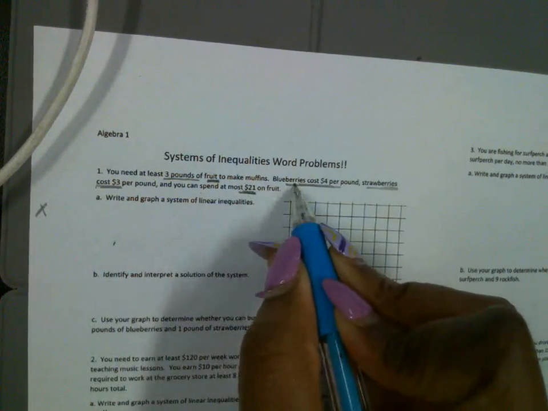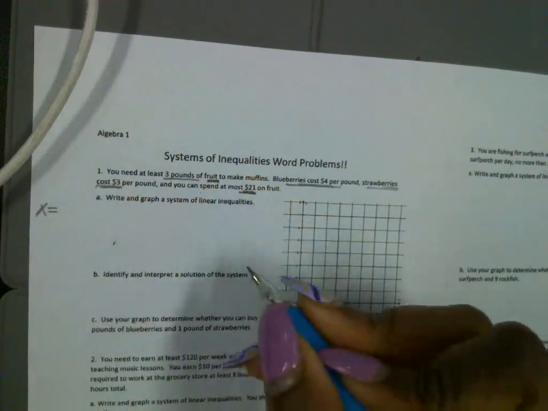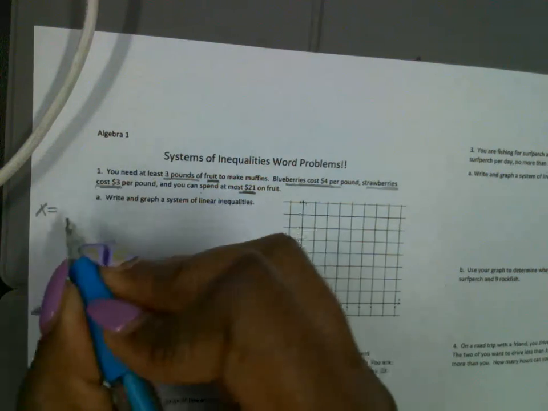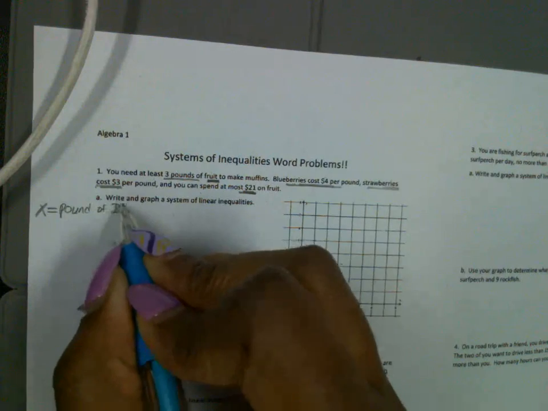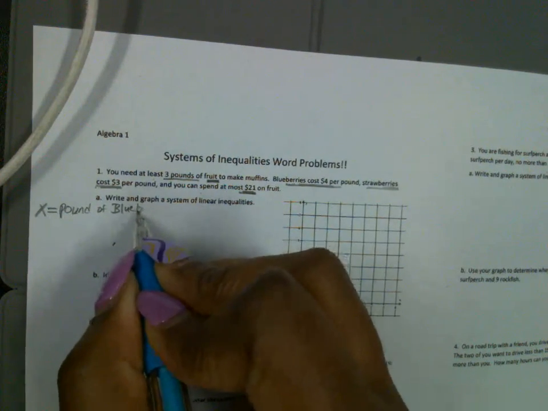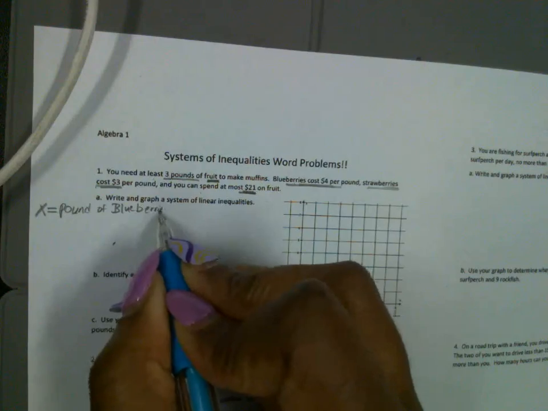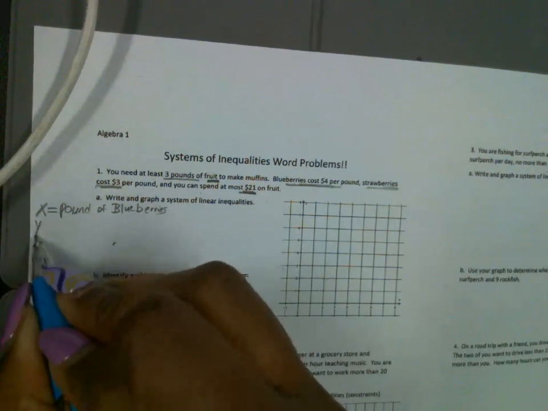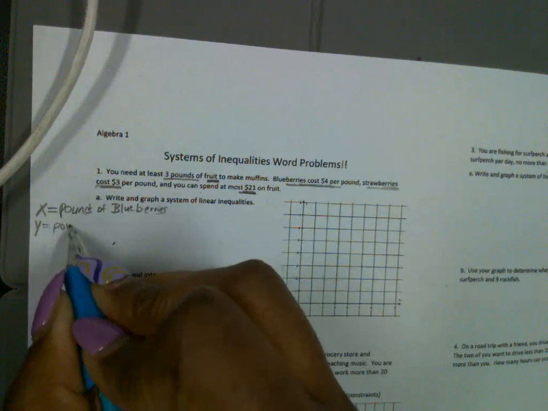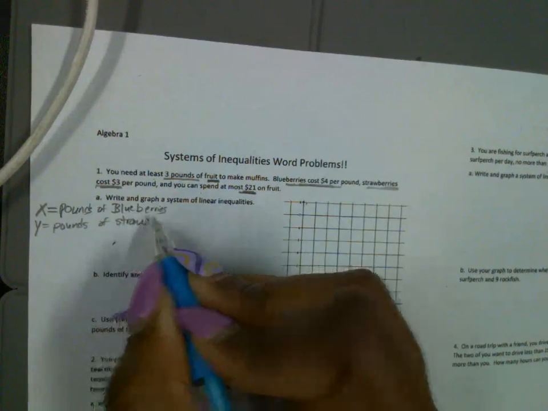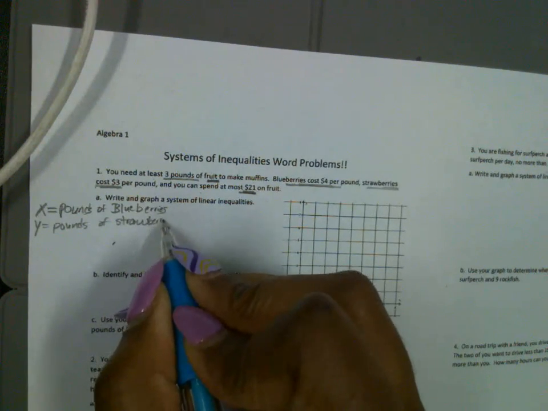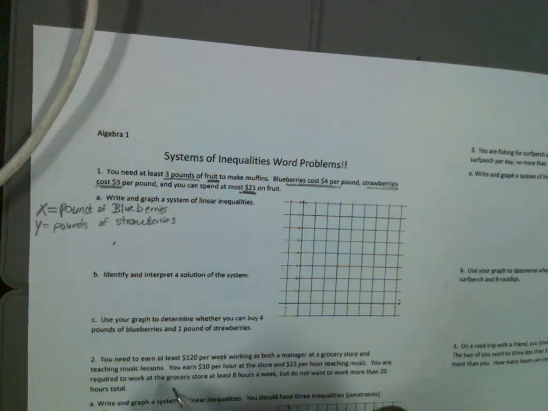First, they started talking about blueberries, so I'm going to be consistent and say blueberries first. So the first unknown is the number of pounds of blueberries, right? We don't know how many pounds of blueberries he bought. And the other is strawberries. Any questions about how we came to this conclusion here? That's the first thing that we always want to do, is pick out our unknowns. So then we can start writing the inequalities.